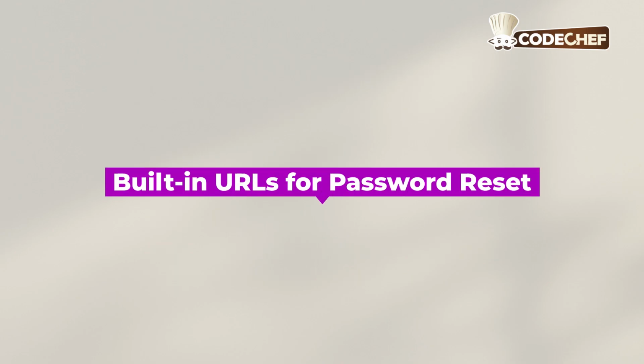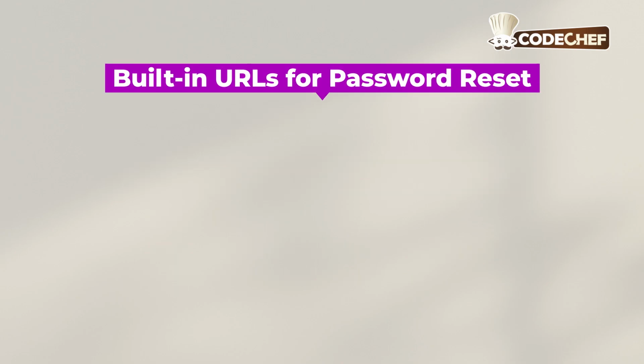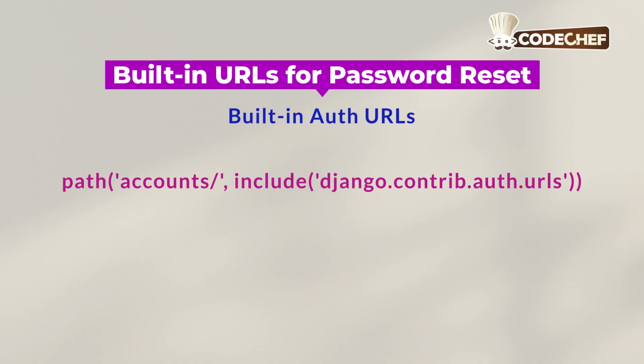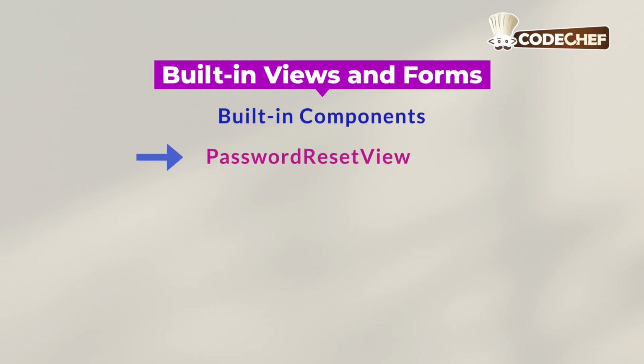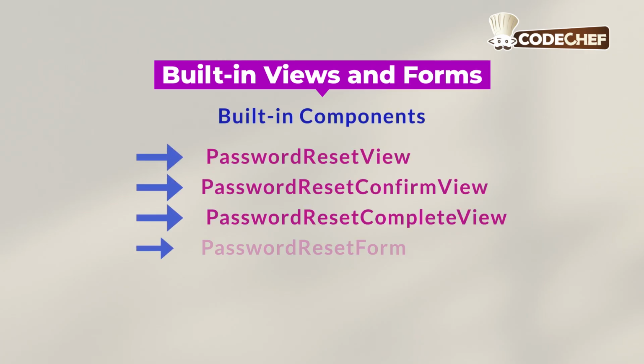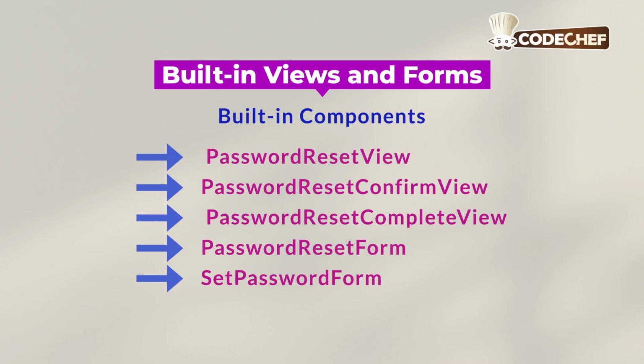Now let's look at the built-in URLs for password reset. This single line is extremely important. When we include Django's authentication URLs, it automatically sets up the routes for login, logout, password reset, confirmation, and the completion pages. We don't need to write views for these ourselves. Django provides ready-made views and forms that handle the entire password reset logic. These forms also handle validation and error messages automatically.